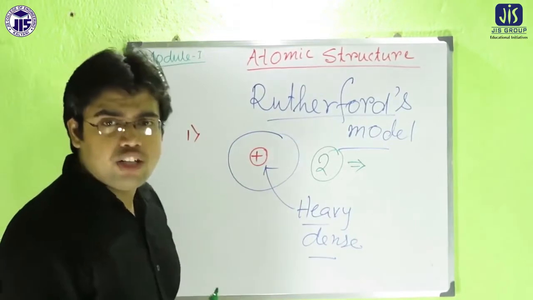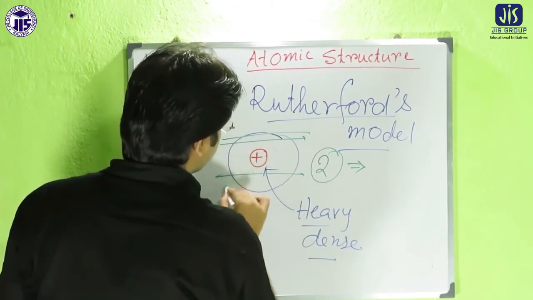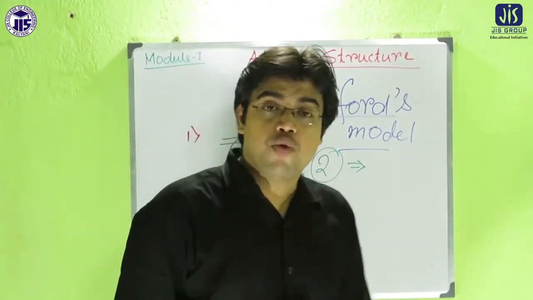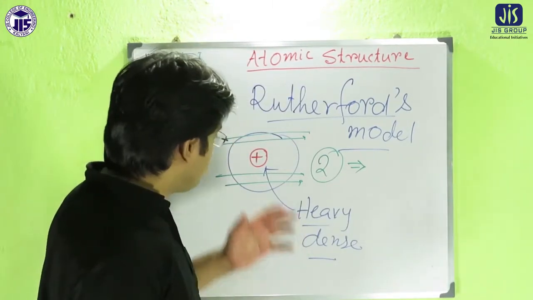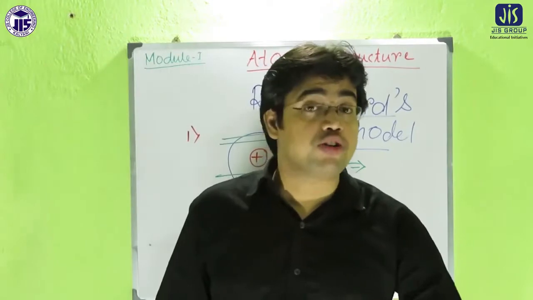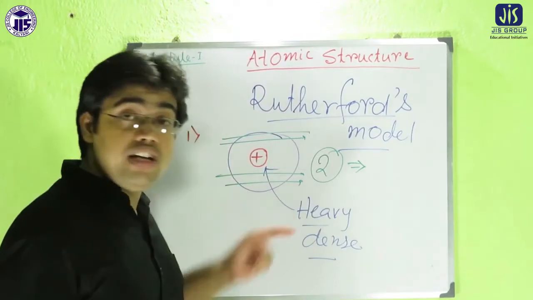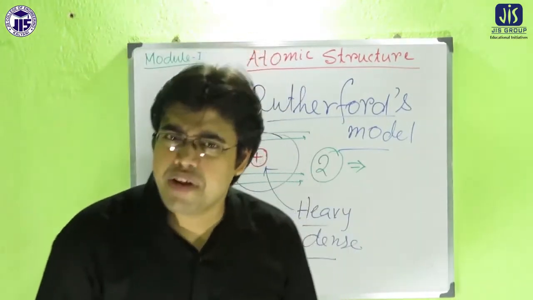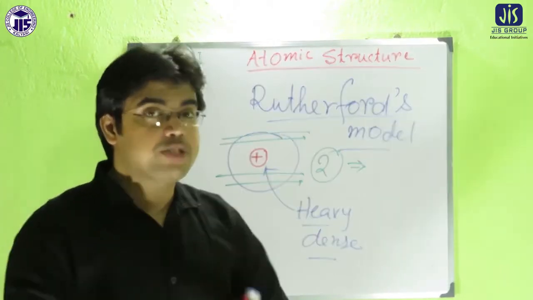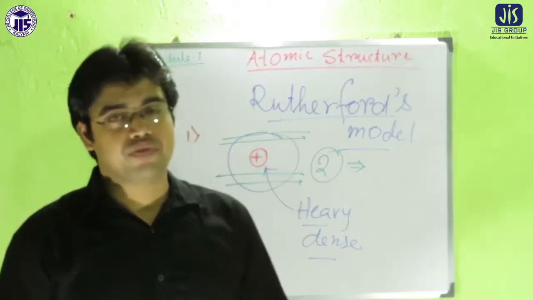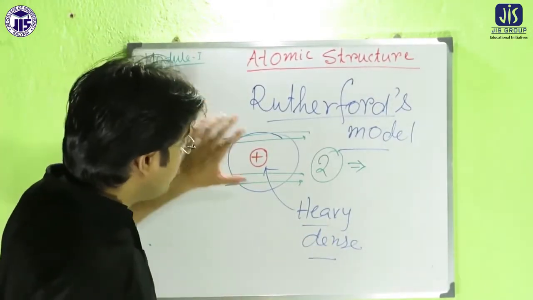Because in the alpha scattering gold foil experiment, there was an observation that most alpha rays passed through the gold foil without any obstacle. That means if the maximum part of the atom were not vacant, this would not be possible. So Rutherford told that the nucleus has a very high density. High density means it has a heavy mass, but its size is very, very small with respect to the overall size of the atom. So the first postulate that Rutherford established is that the nucleus exists.